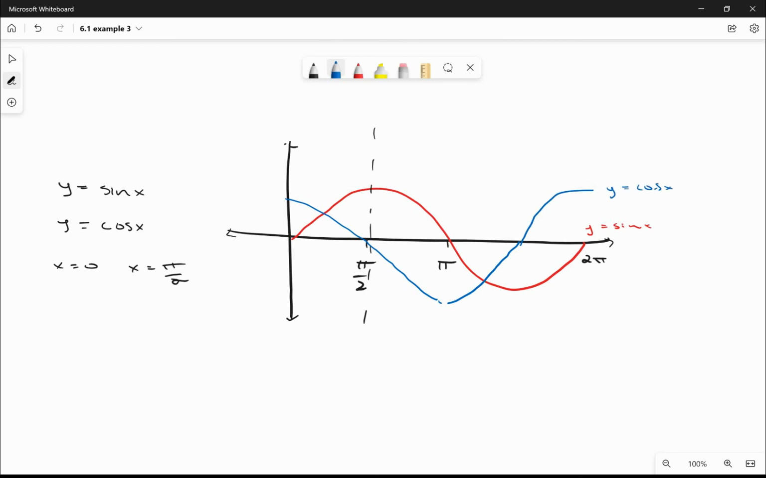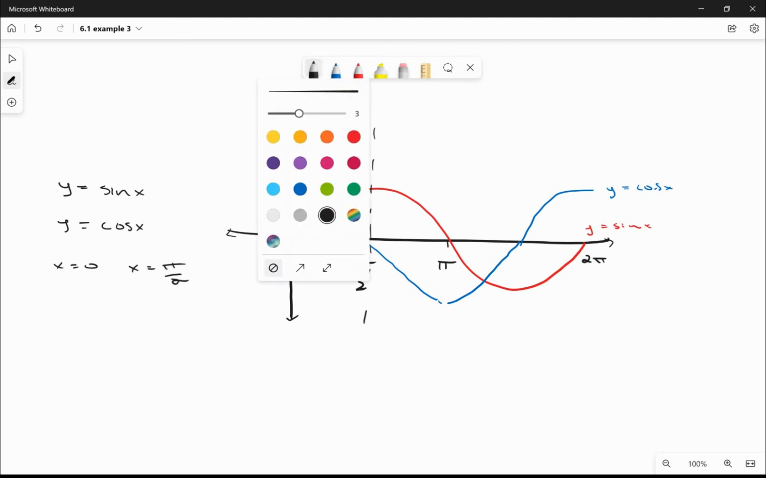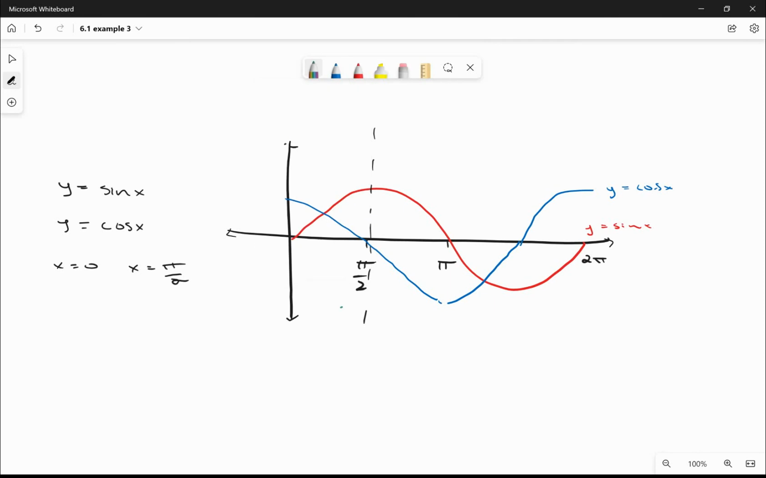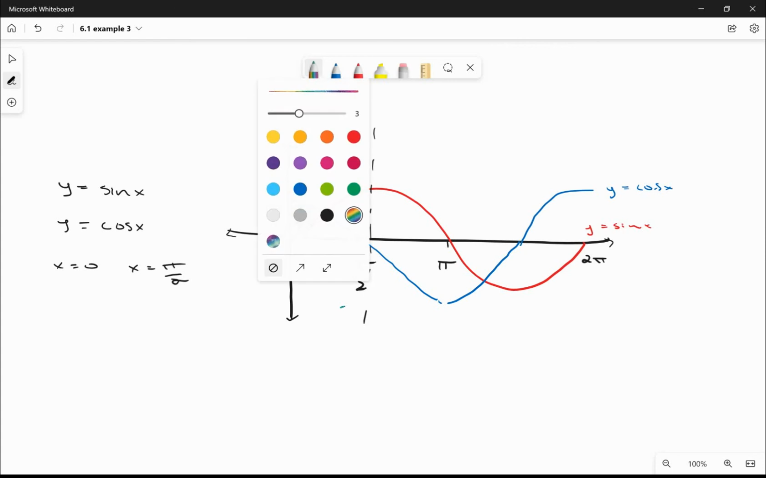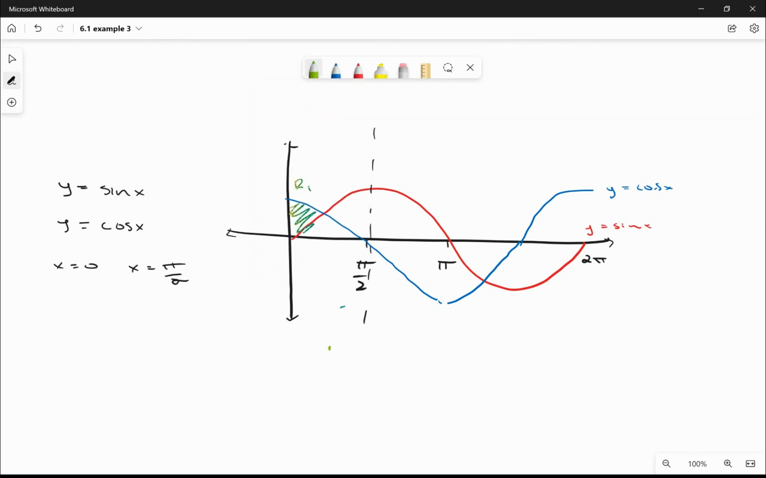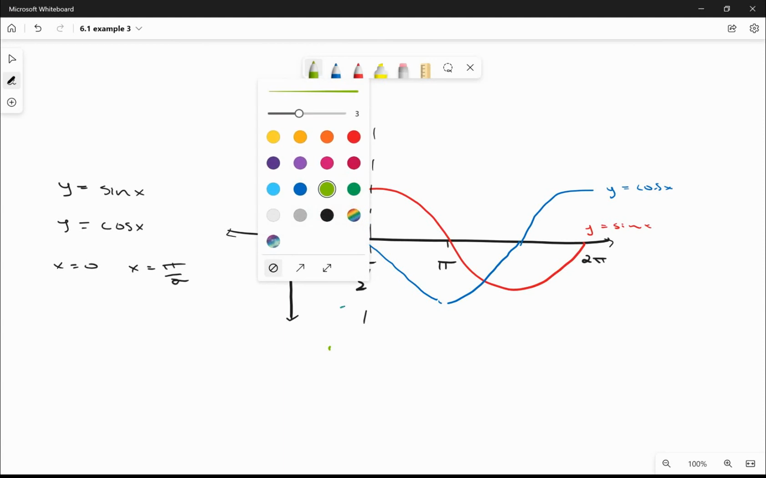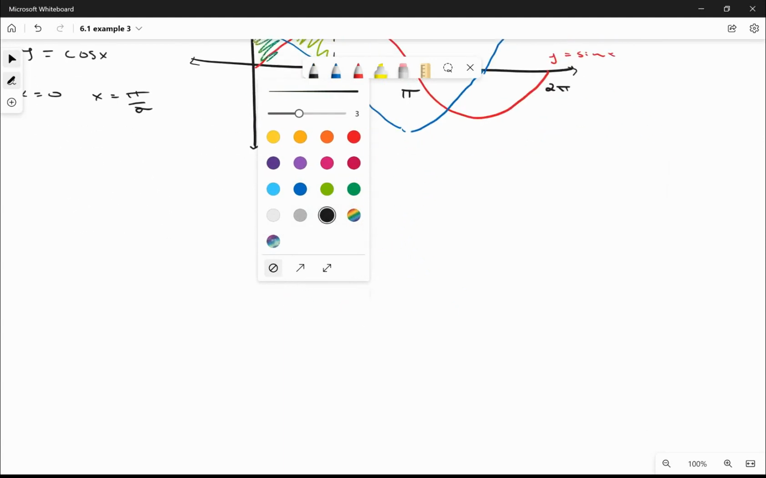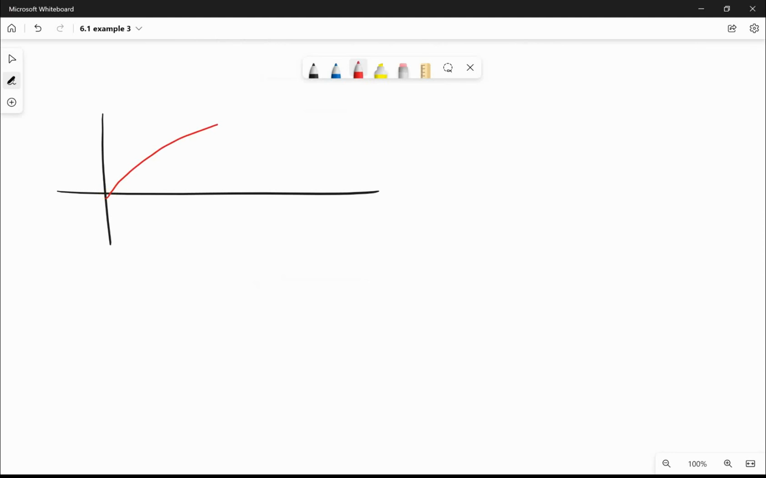Right, and so really we see that we have this kind of separation of the region as two regions. This maybe we could call region 1, and then this we'll call region 2. On region 1 the top curve is cosine, and on region 2 the top curve is sine. So let's just draw this portion that we actually care about here. So looks like that, and then like that.